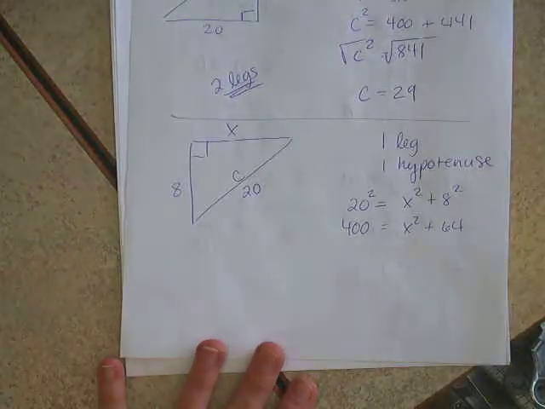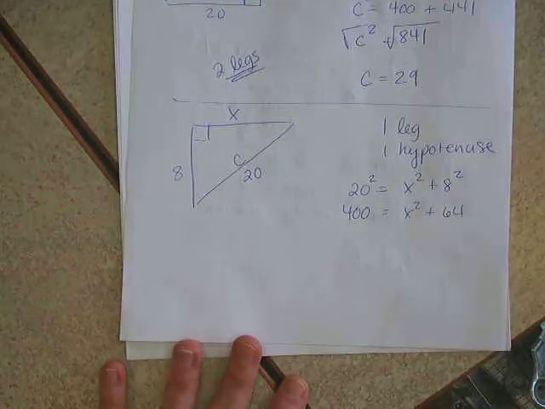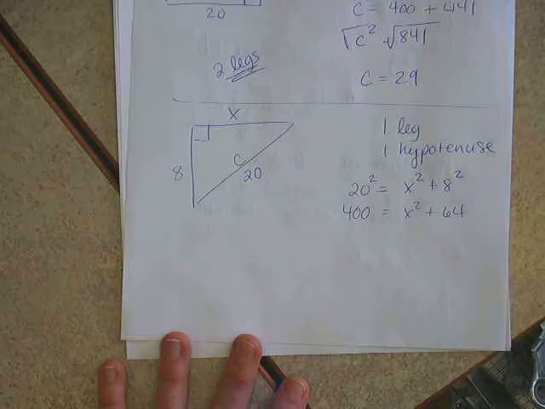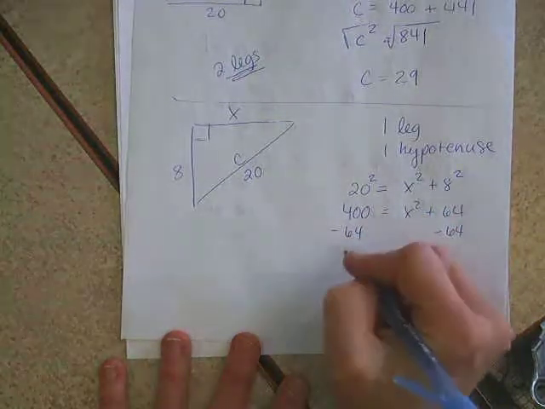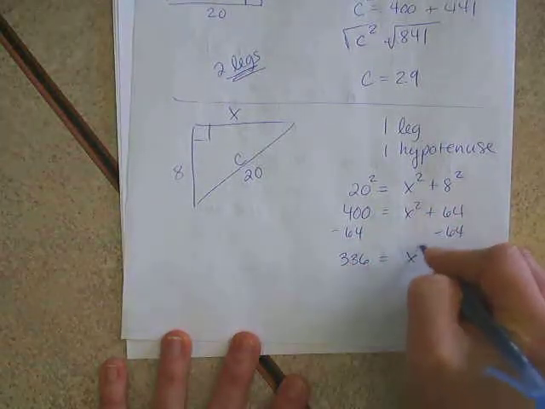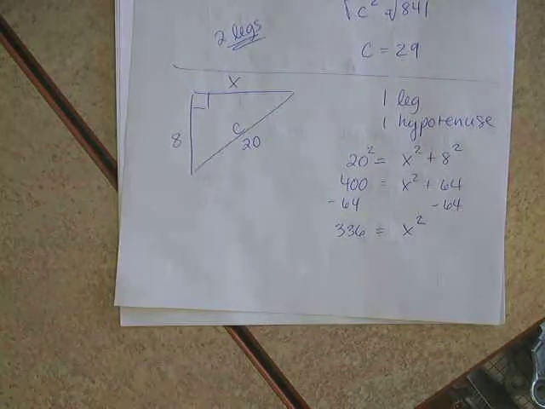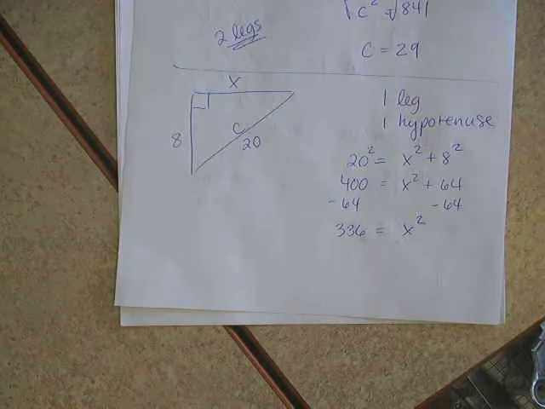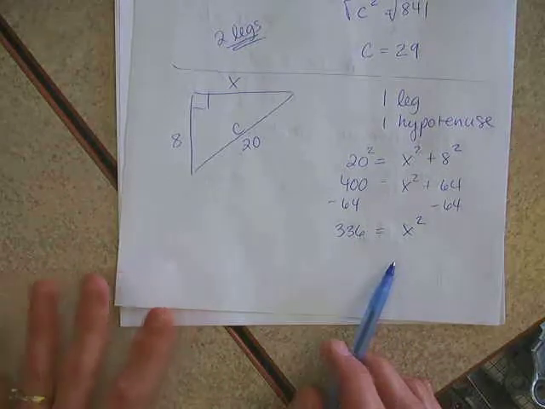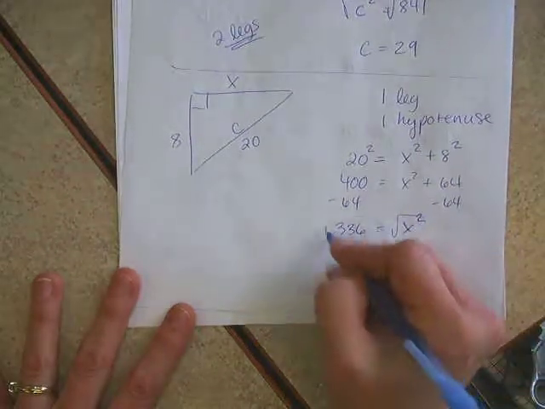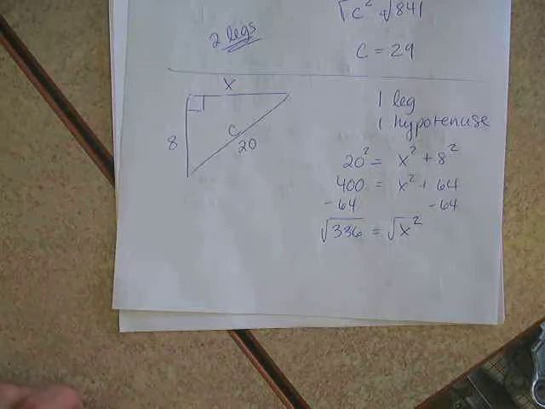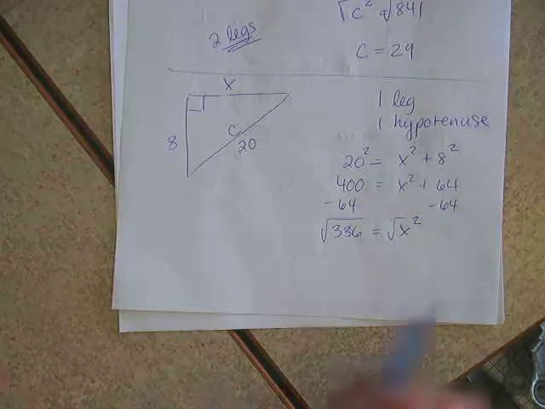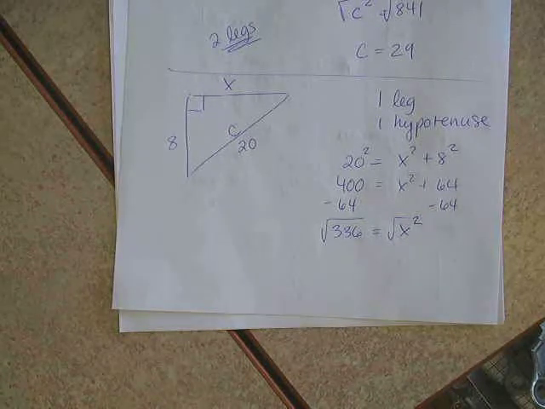When you have both legs, you're going to be adding, but when you have one leg and one hypotenuse, it will involve subtracting. So we have 400, and for 8 squared, that's 64. So we're going to have to subtract 64, and you get 336. And of course we want x, not x squared. So we're going to take the square root.